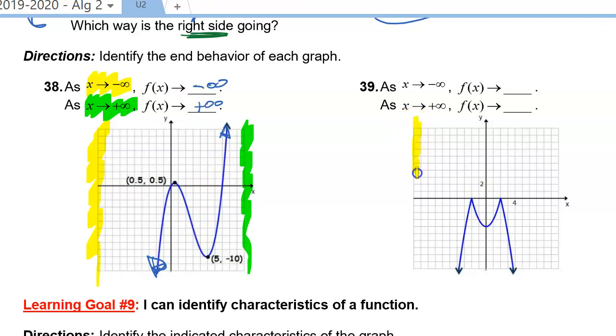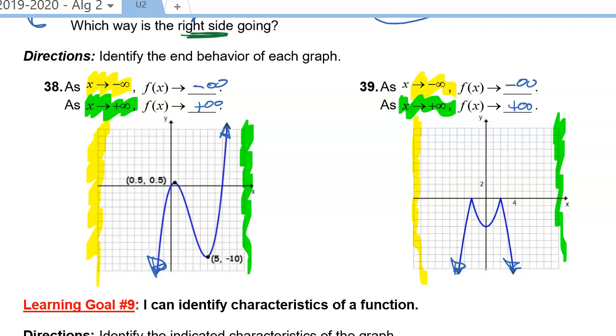Same thing for 39. What's happening as I go towards negative infinity? Well, we see the graph is going down, which means negative infinity. And as x approaches positive infinity, what's going on to the graph? It's also going down, which is negative infinity.